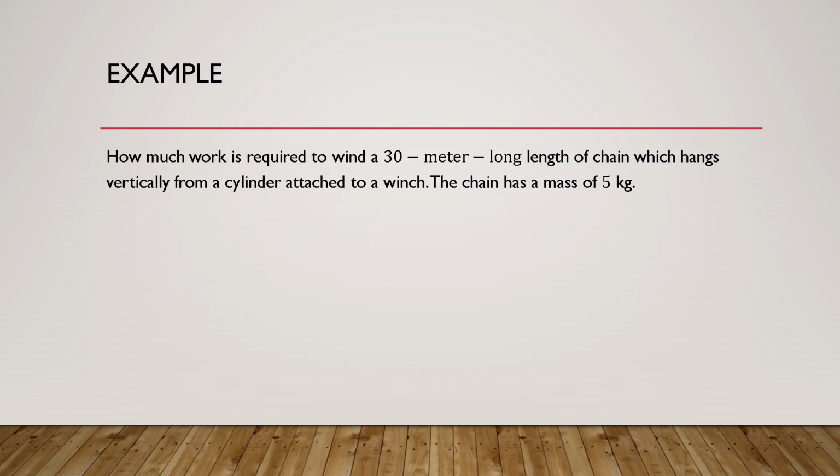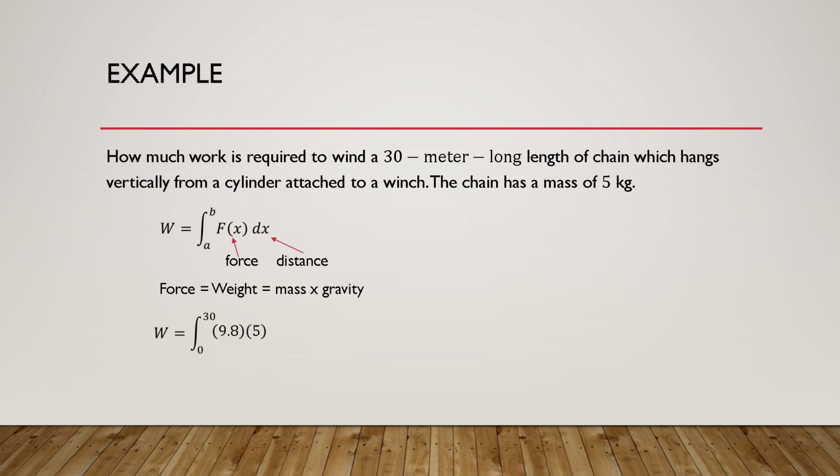As an example, how much work is required to wind a 30-meter long length of chain which hangs vertically from a cylinder attached to a winch? The chain has a mass of 5 kilograms. This requires a changing amount of force because the chain becomes lighter with each length that is wound into the winch. Again, the amount of work is force over distance. In this example, the force equals weight, which can be calculated as mass times gravity. Gravity is 9.8 meters per second squared times 5 kilograms. Then the distance is 30 minus x dx.